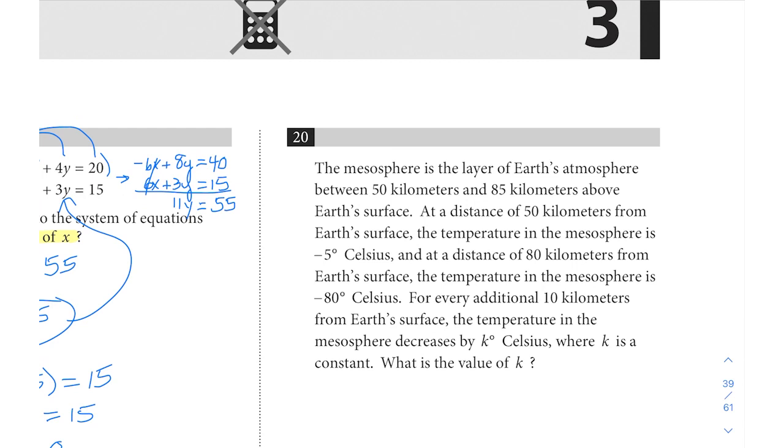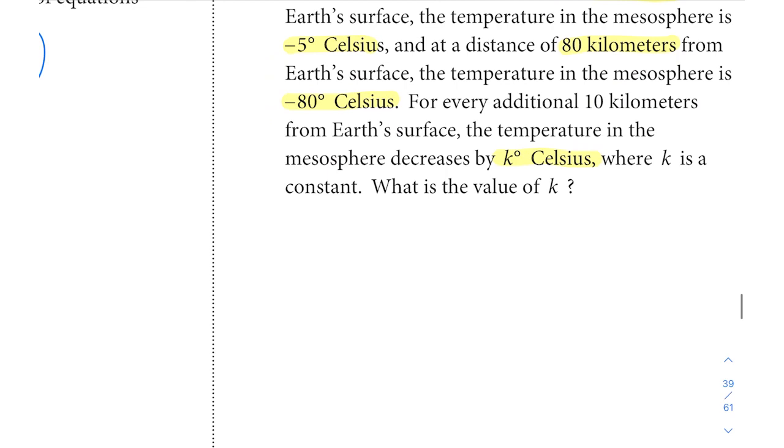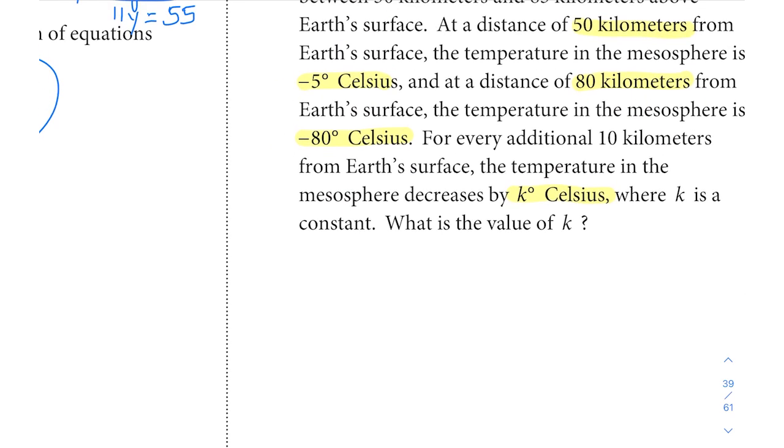Now let's move over and take a look at number 20. So in this question, it says the mesosphere is the layer of Earth's atmosphere between 50 kilometers and 85 kilometers above Earth's surface. At a distance of 50 kilometers from Earth's surface, so when we're at 50, it says the temperature is negative 5 Celsius. And at a distance of 80 from Earth's surface, the temperature in the mesosphere is negative 80 Celsius. For every additional 10 kilometers from Earth's surface, the temperature in the mesosphere decreases by k degrees, where k is a constant. What is the value of k?